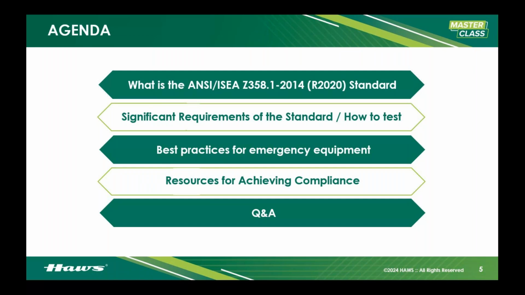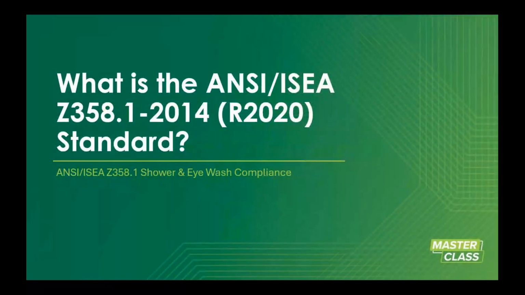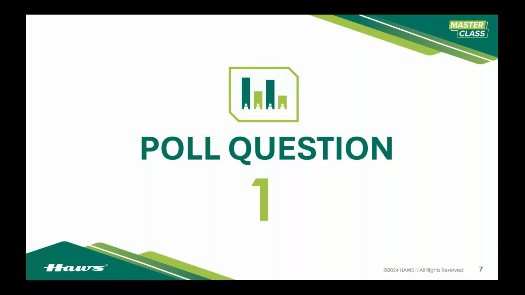We'll go over best practices for emergency equipment. We'll cover resources for achieving compliance, and then we'll have that soft close of the webinar, and I'll dive into the submitted questions, the pre-submitted questions, and I'll give answers to those as quickly as I can. I'll get through as many as I can. And that brings us to, what is the ANSI ISEA Z358.1-2014 R2020 standard? And we'll dig right into the details, but we're going to start with poll question number 1. Allie, if you would, please.